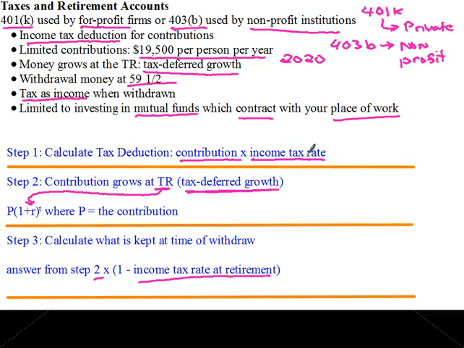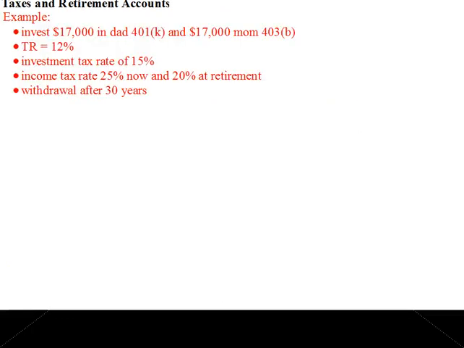We're going to calculate the tax deduction. We're going to calculate how much our money turns into over a time period, and then we're going to calculate how much of that we're going to get to keep. Okay, so let's start by looking at an example. Let's say that Dad put $17,000 into his 401k, and he's allowed to do that. He can put in up to $19,500 in the year 2020, and Mom put $17,000 into her 403b.